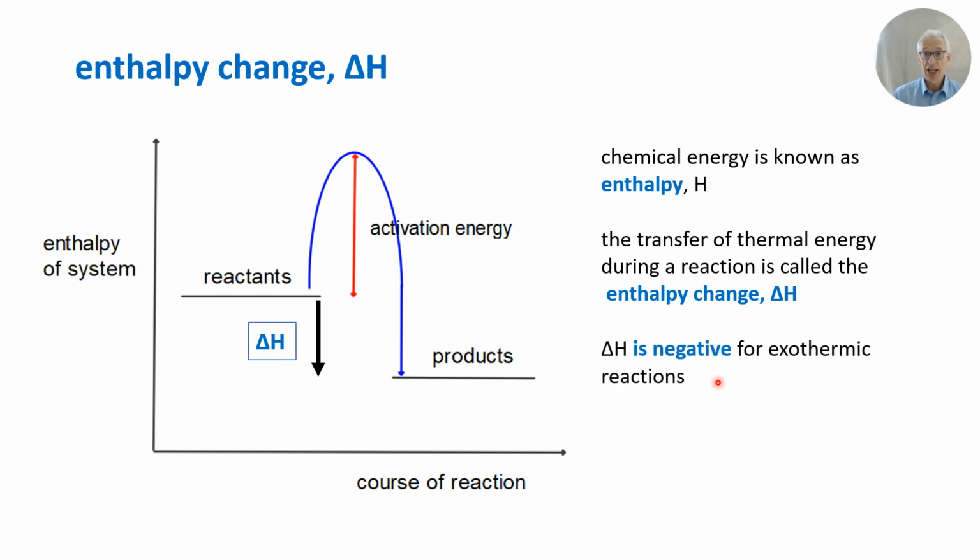Delta H for an exothermic reaction is negative. So in an exothermic reaction, the reactants have more enthalpy than the products. So the change from reactants to products is a negative change. So delta H is negative for exothermic reactions.